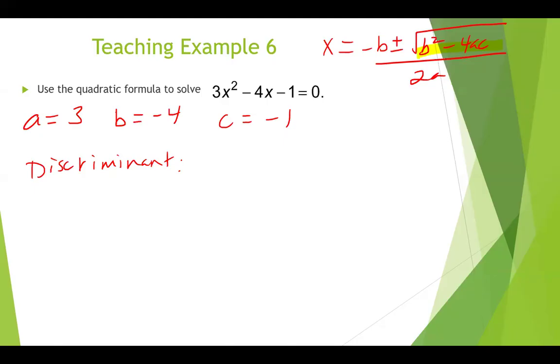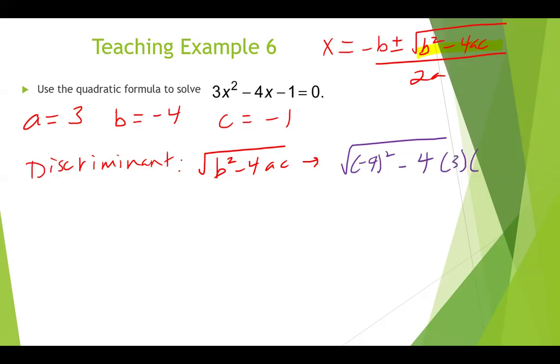And so when you're finding it, all you're doing is the part that says b squared minus 4ac, okay? So this is going to lead me to negative 4 squared minus 4 times 3 times negative 1.